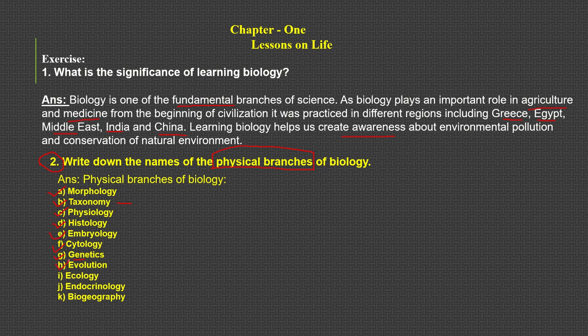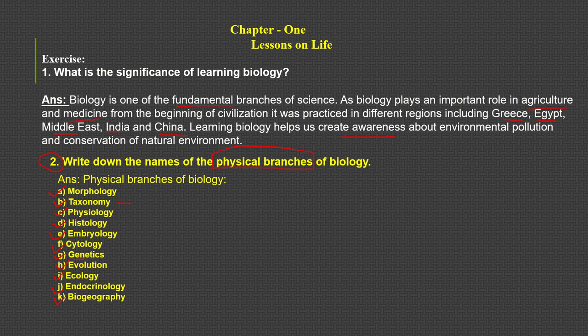And evolution. Evolution mainly is the development of life. That means over time how the organisms develop. Ecology mainly is the relationship between organisms and the environment. Endocrinology. How about endocrinology? What do you think? That is the endocrine glands and the hormones secreted by the organism.